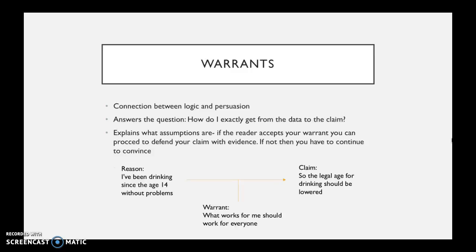Then you move on to the warrant, which is the connection between the logic and persuasion. It answers the question, how exactly do I get from the data to the claim? This explains what the assumptions are. So an example from the book would be, the reason is, I've been drinking since the age of 14 without problems. The warrant would be, what works for me should work for everyone. So the claim is, the legal age for drinking should be lowered.